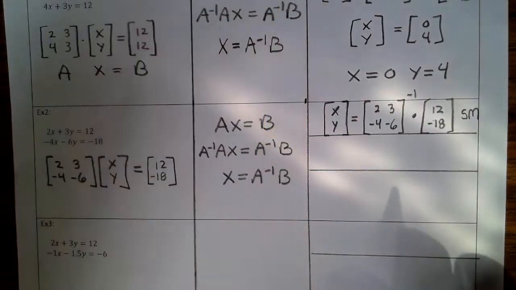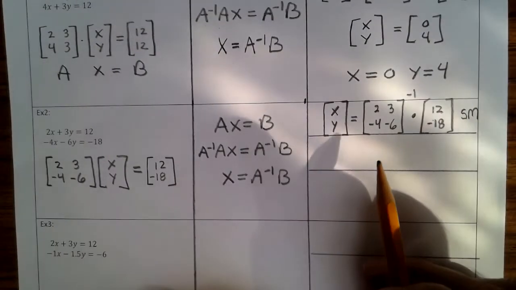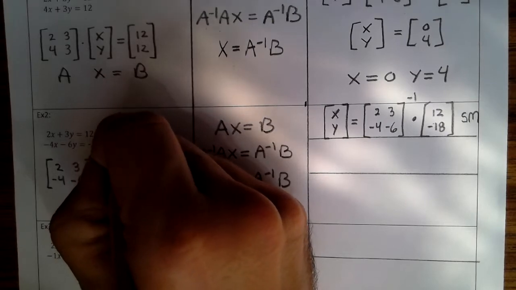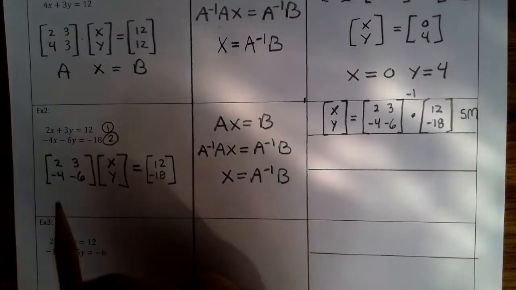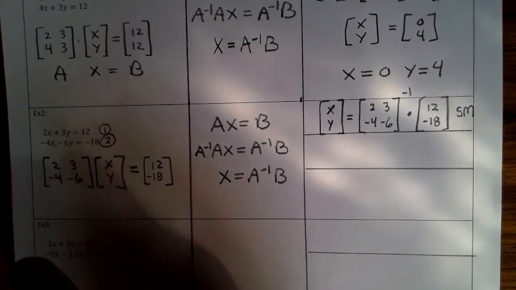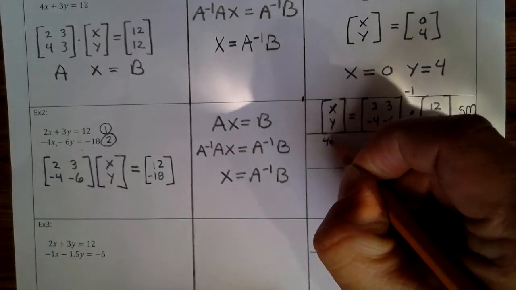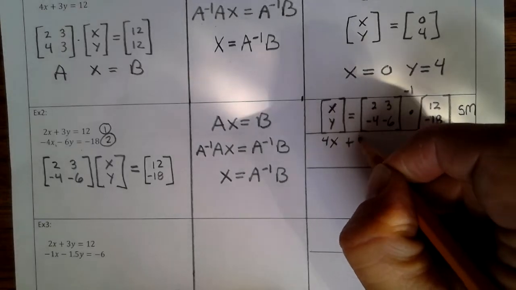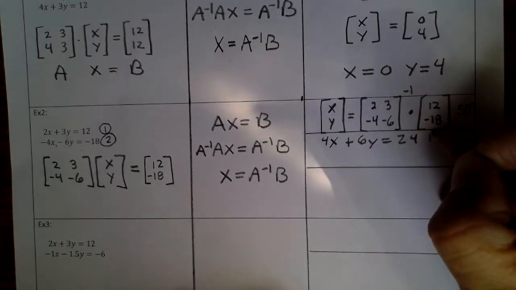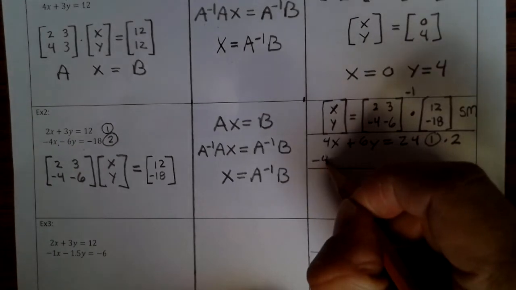Okay. So let's do that now. Let's call this equation 1, and let's call this equation 2. Now it looks like we can do elimination. If we multiply the first equation by 2, the x's will cancel. So let's multiply the first equation by 2. So 2 times 2x is 4x, plus 3 times 2 is 6y, equals 12 times 2 is 24. And that's equation 1 times 2. Now we don't need to do anything to equation 2.